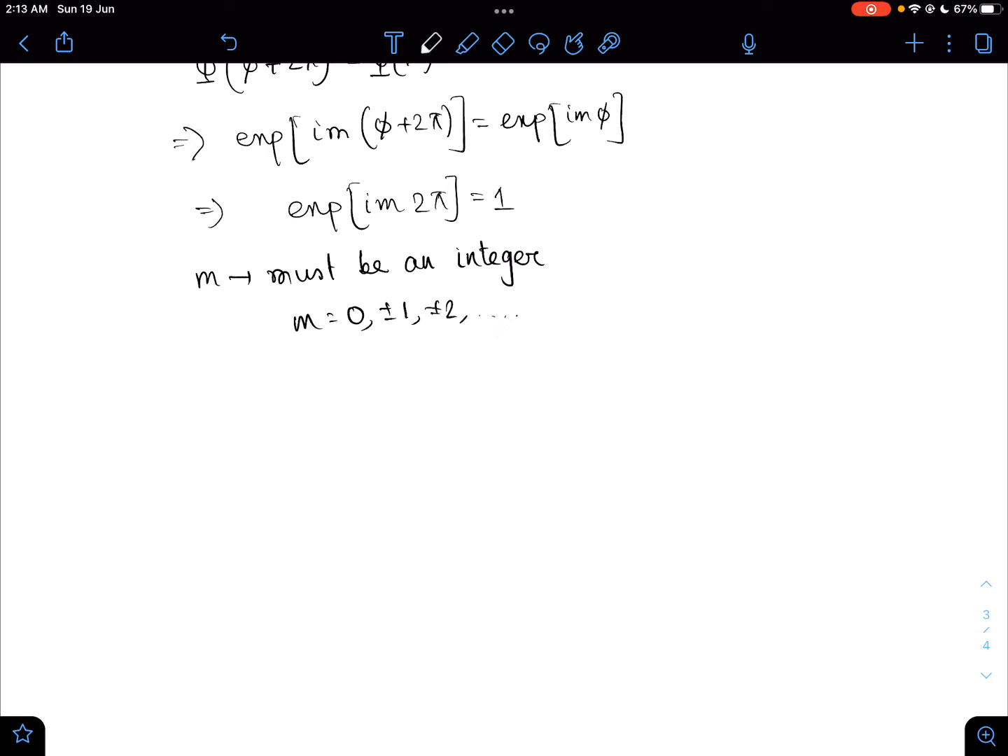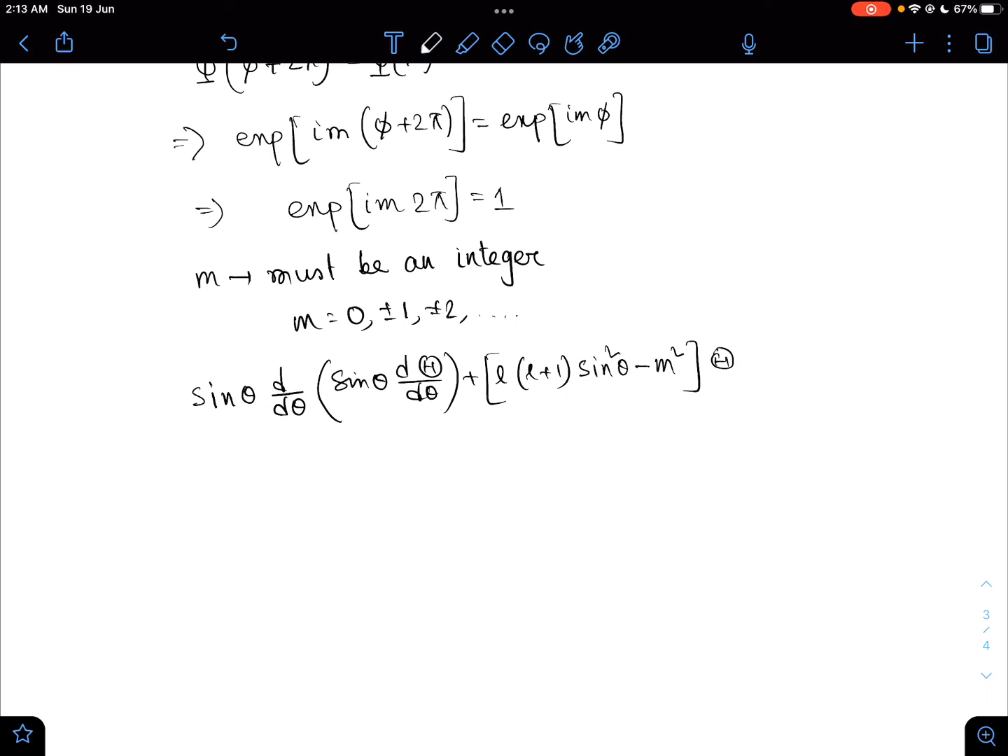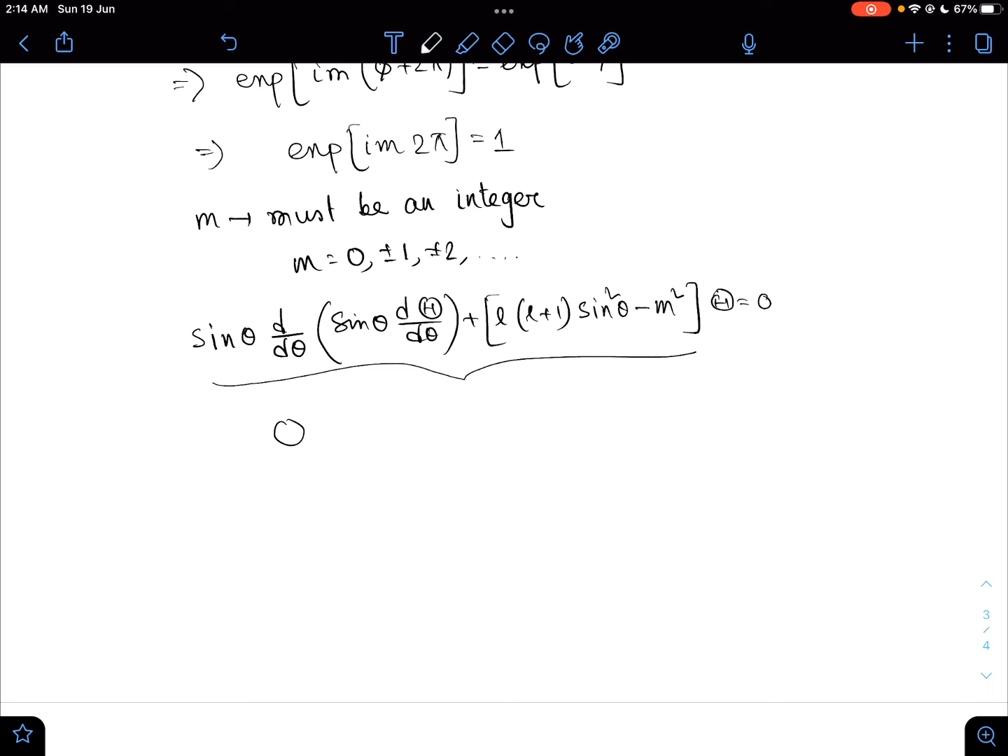So let us solve our theta equation. We have our theta equation as this: (1/sinθ) d/dθ (sinθ dΘ/dθ) + [L(L+1) - m²/sin²θ] Θ = 0. This is a standard differential equation, known as the Legendre polynomial equation. The solution of these equations you will find in any standard mathematical physics textbook.